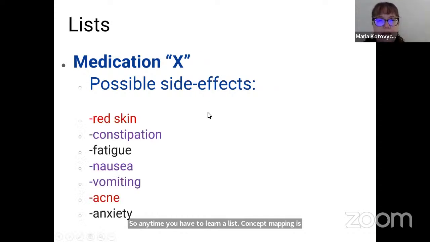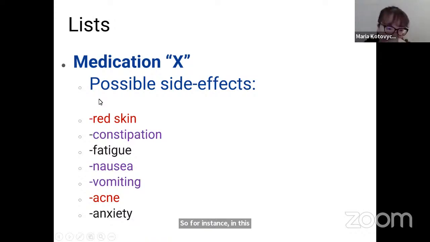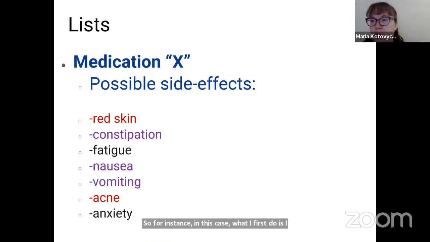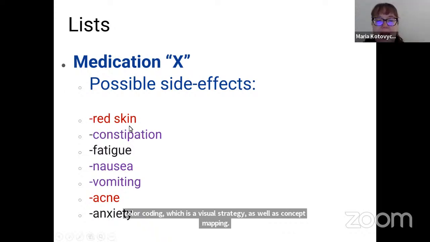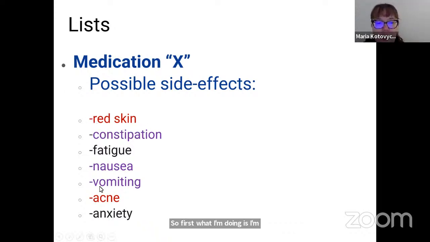So for instance, in this case, what I first do is I color code. This particular strategy incorporates color coding, which is a visual strategy, as well as concept mapping. So first, what I'm doing is I'm categorizing all of my items based on similarity. So thematic similarity. So red skin and acne, I put those ones together.